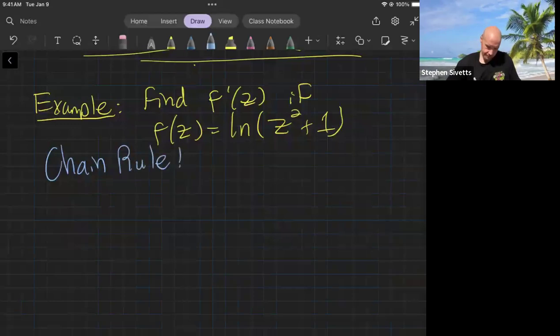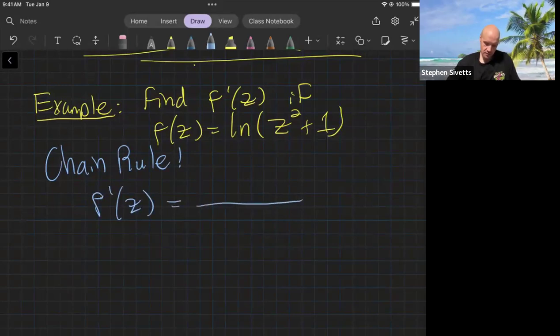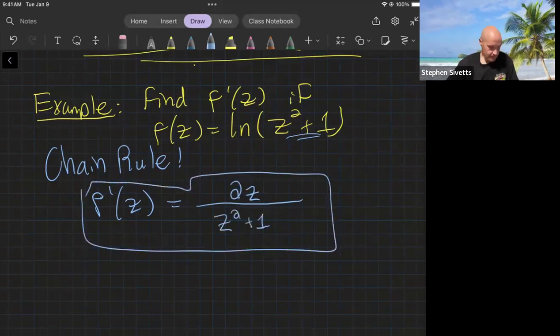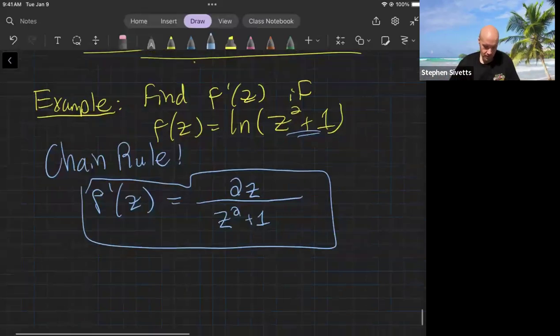Chain rule time. So f prime of z equals the derivative of the natural log function, which is 1 over z, times the derivative of the inside function, which is 2z. So you have 2z over z squared plus 1. And that's the derivative. Okay? And then finally, just real quick, I'm going to go over the logarithmic mapping.